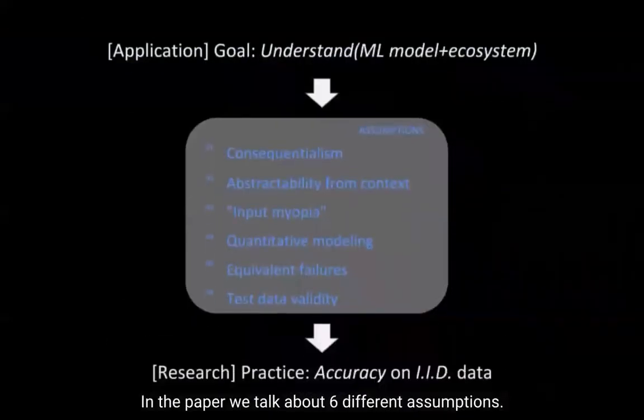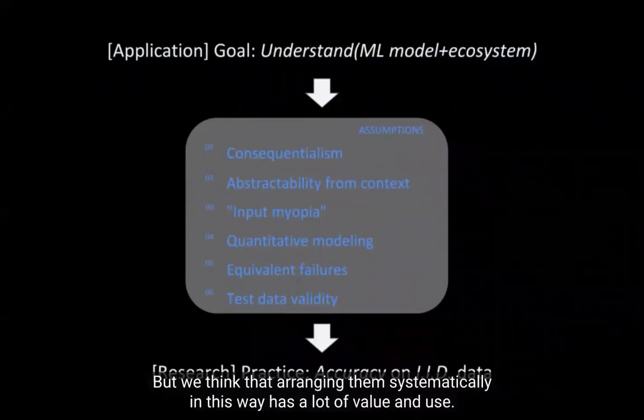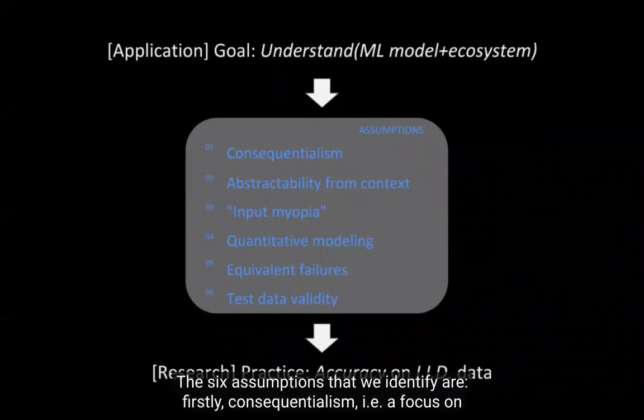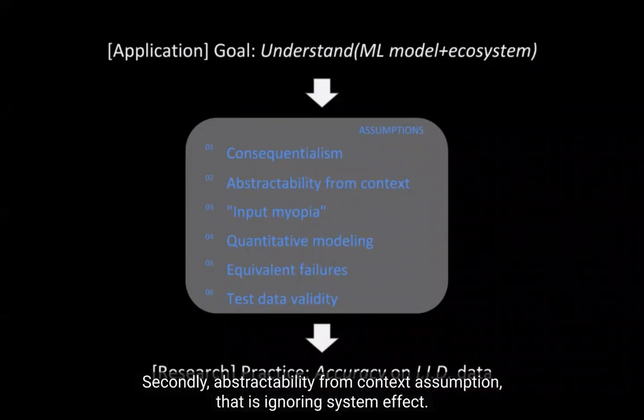In the paper, we talk about 6 different assumptions. And we don't claim to be the first to have identified any of these, but we think that by arranging them systematically in this way has a lot of value and use. The 6 assumptions we identify are firstly consequentialism, i.e. a focus on the first order impacts of the model. Secondly, abstractability from context assumption, that is ignoring system effects.